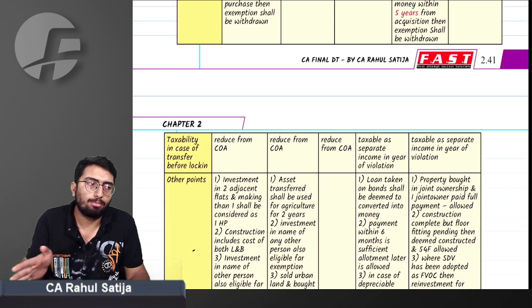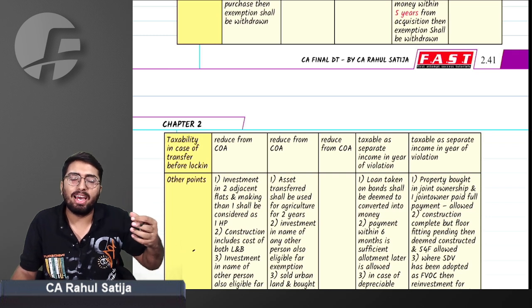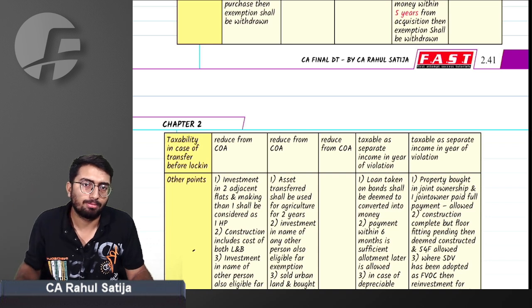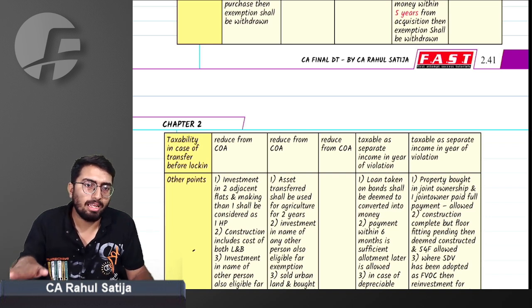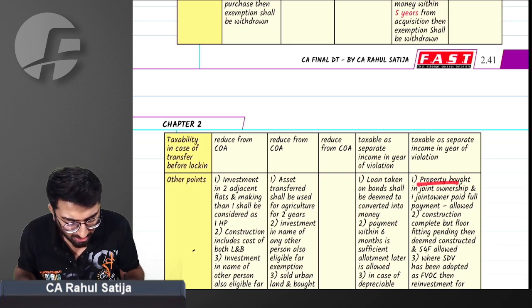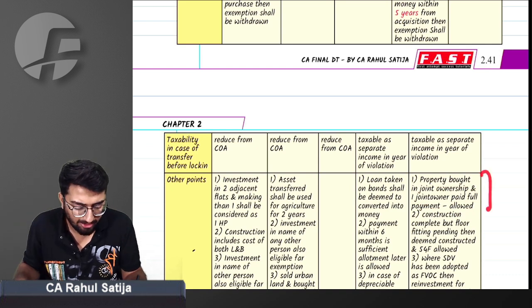Sir, what if I sold a house and bought in joint ownership? Consideration is being paid by me, but I gave half ownership to my wife. Is it possible to give half ownership to my wife? Yes, it is possible. I sold the house myself, bought the house myself, but I got it registered for both of us. Is it possible to claim the whole exemption on my part? Yes, it is possible. Sir, it was also held in one of the case laws. Property bought in joint ownership and one joint owner paid full consideration, the whole exemption will be allowed for that individual.